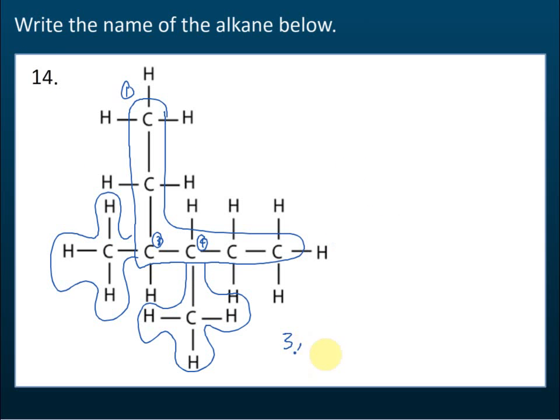3, 4 dash dimethyl, because there are 2 methyl. The longest chain, 1, 2, 3, 4, 5, 6, hexane. Okay, 3, 4 dimethyl hexane. So the name is 3, 4 dimethyl hexane.